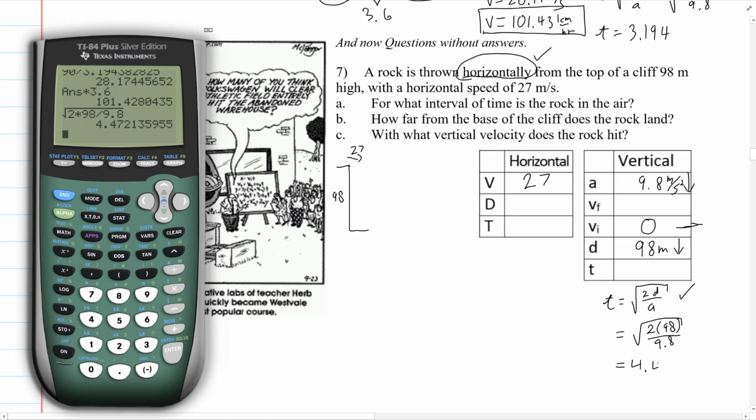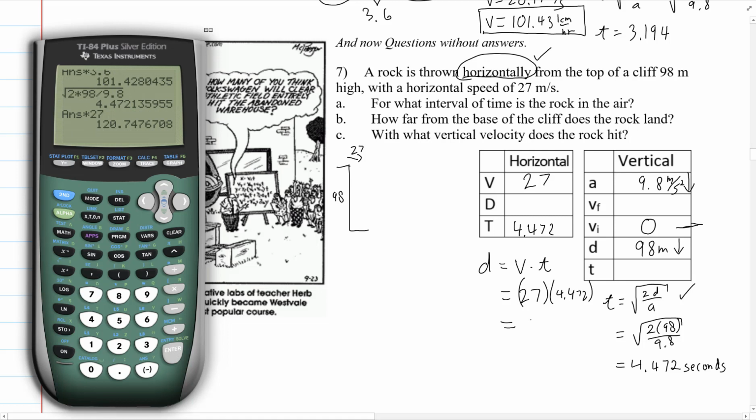That'll be 4.472 seconds. And D here is going to be velocity times time. V is 27 and the time is 4.472. So we multiply this by 27 and we get 120.75 meters.